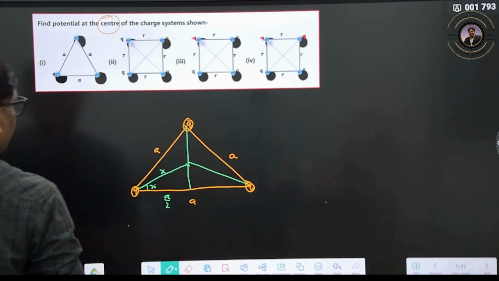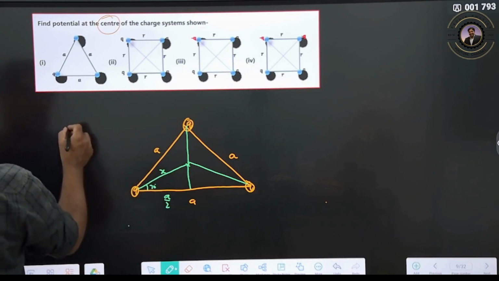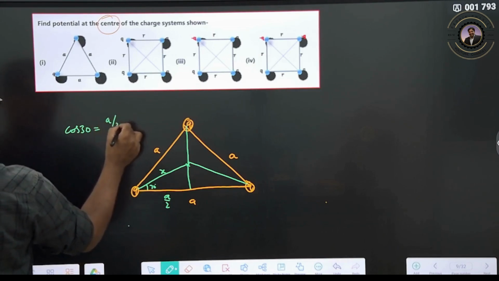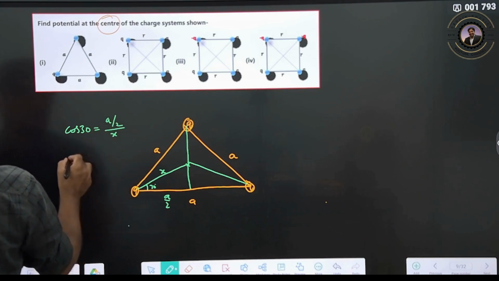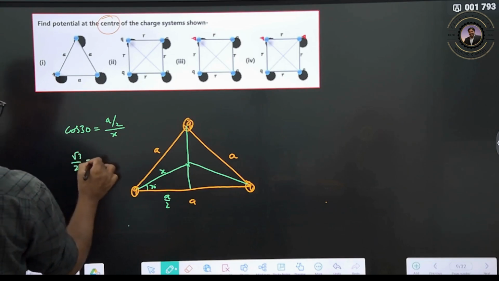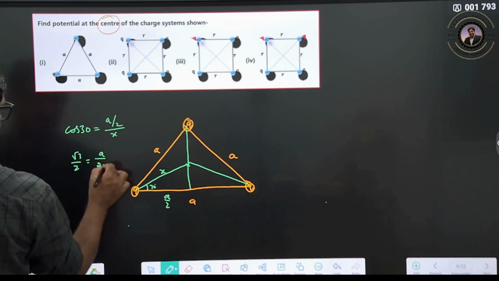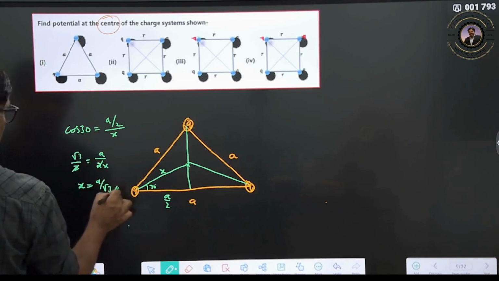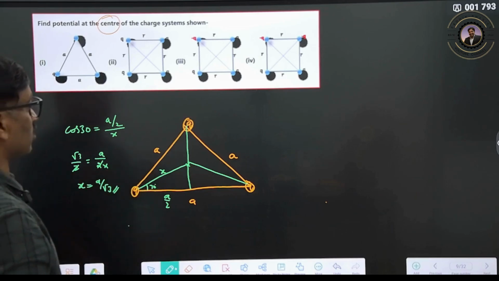What can you write now? cos 30 is equal to the adjacent side over the hypotenuse, therefore A by 2 by x. cos 30 is how much now? Root 3 by 2. So A by 2 cancels out, and x is equal to A by root 3.